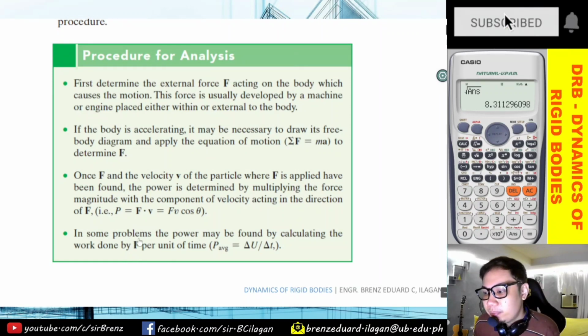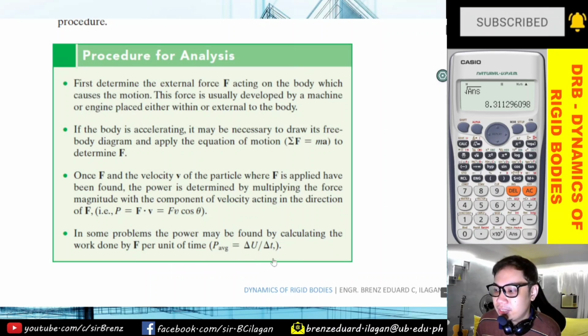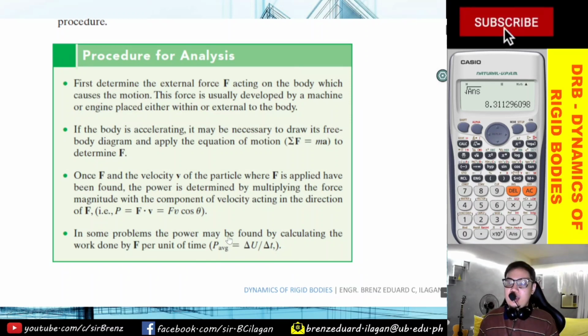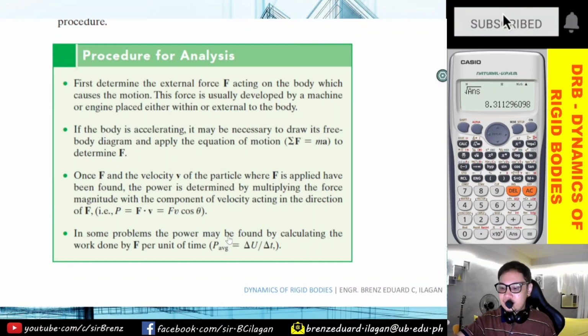So in some problems, the power may be found by calculating the work done by F per unit time, where P average is equal to delta U over delta T. Okay, so that ends the discussion for the work and energy.